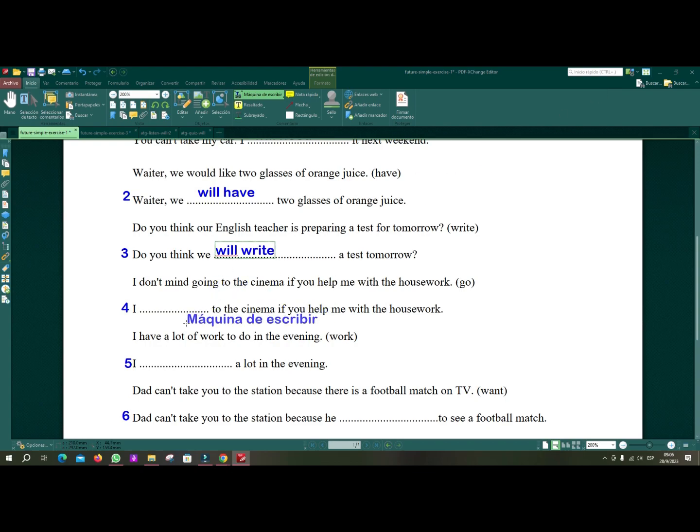Nice. I don't mind going to the cinema if you help me with the housework. There you have go. I will go. Also, if you want, you can use like the contraction here if you want it. I'll go to the cinema. That is also okay. Nice. If I have a lot of work to do in the evening. Work. I will work. Excellent. We'll work a lot in the evening. Nice.